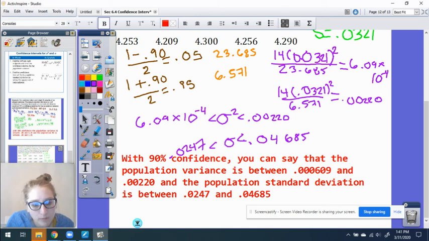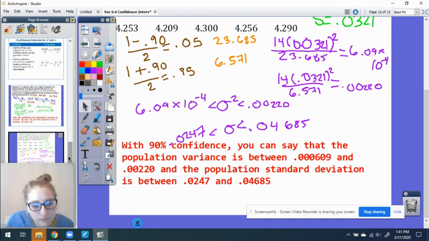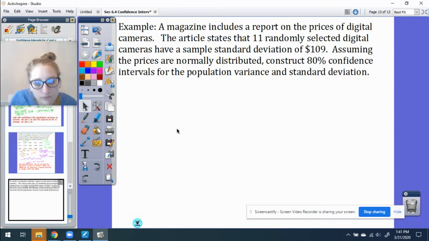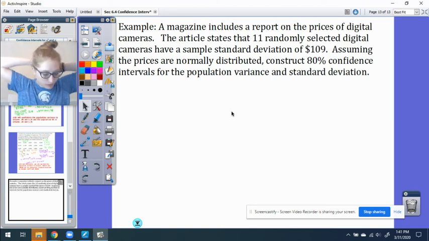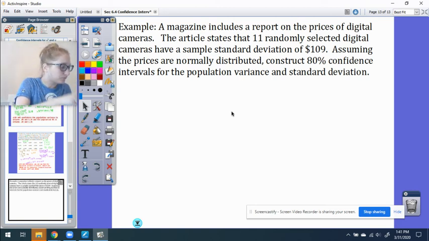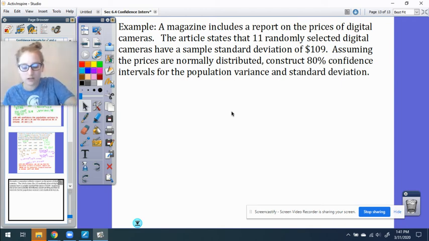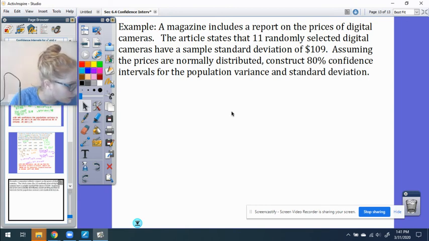All right, we got one more example we're going to do. Okay. So we have a magazine is including a report on the prices of digital cameras. The article says that 11 randomly selected digital cameras have a sample standard deviation of $109. The prices are normally distributed. Construct an 80% confidence interval for the population variance and standard deviation.